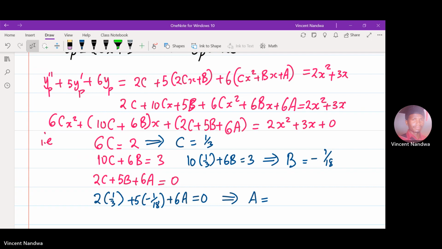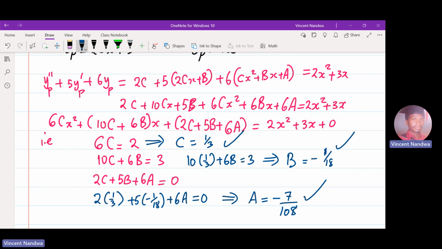A is 108, correct. So these are correct values.